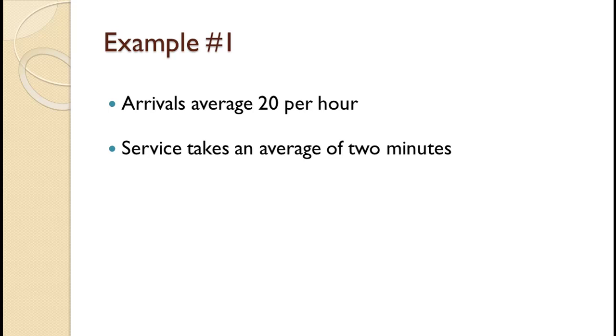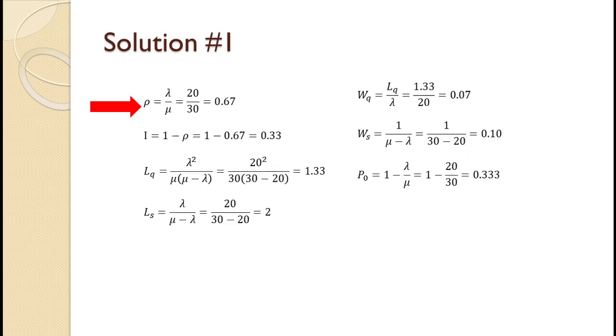In this first example, a smoothie shop has an average arrival rate of 20 per hour during its busy period. On average, servicing a customer takes 2 minutes, so an average of 30 customers per hour can be served. Arrivals follow the Poisson distribution, with service following a negative exponential distribution. Find the characteristics of the waiting line.